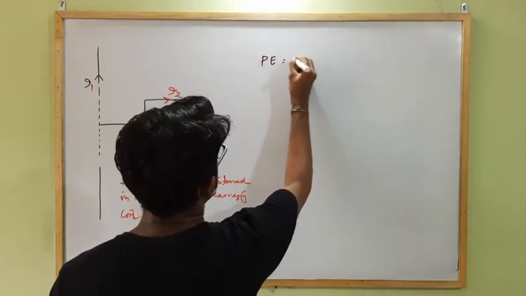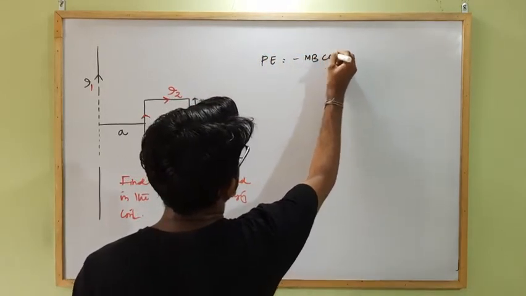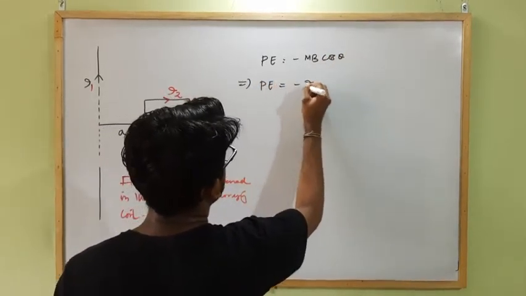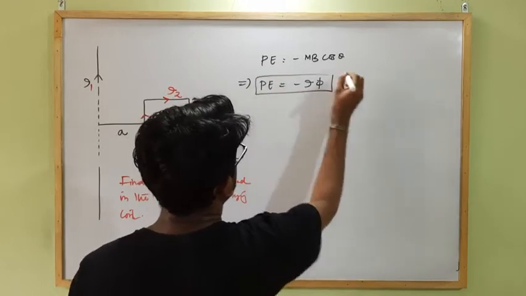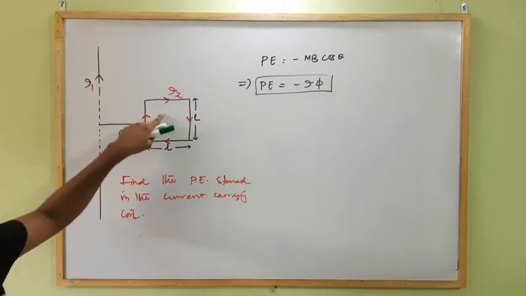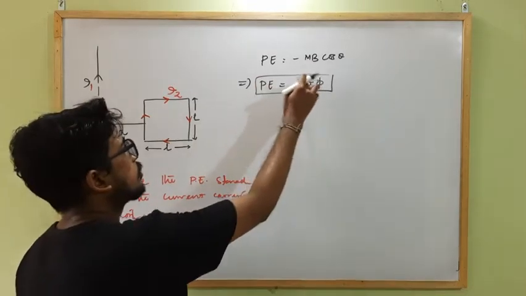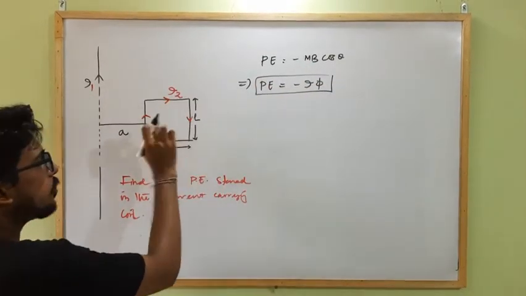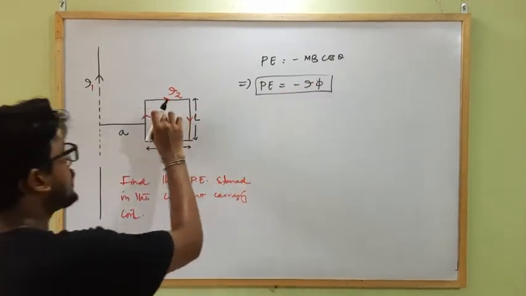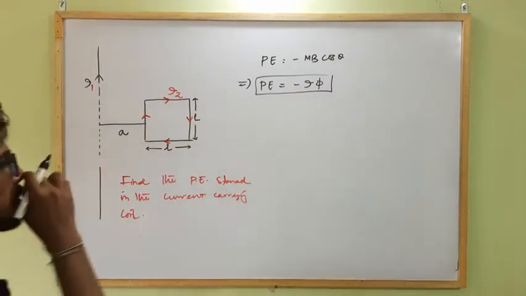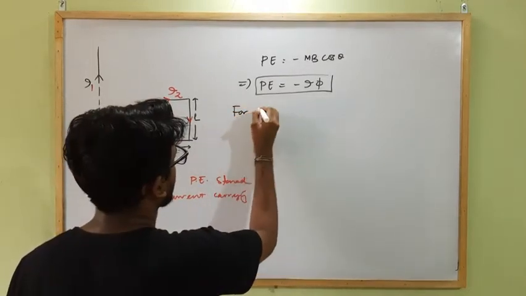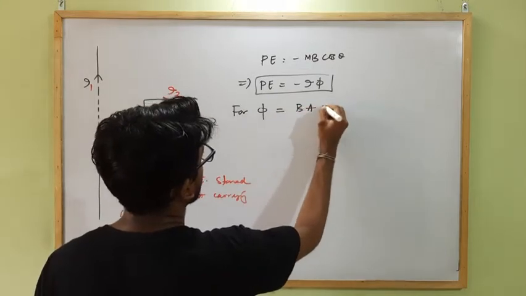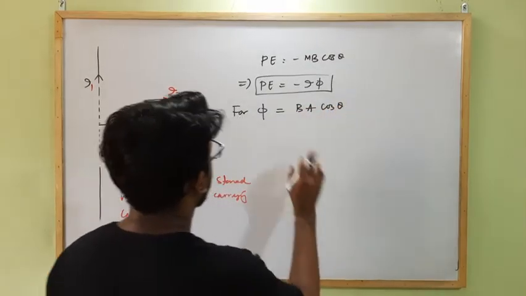We know potential energy equals minus mb cos theta, or this can also be written as PE equals minus I into phi. What is phi? The magnetic flux linked with this coil, into the current flowing through it. Clear? So here the current flowing through is I2, we have to find out the magnetic flux linked with this current carrying loop. So what is phi? We can write phi equals how much? B A cos theta.